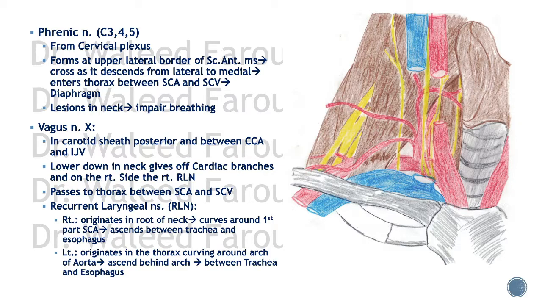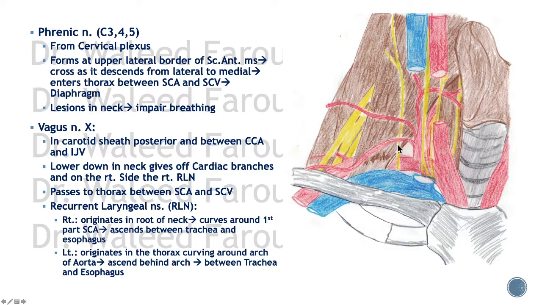The phrenic nerve. Phrenic nerve is a somatic nerve. It's not a cranial nerve. It's a spinal nerve coming from the cervical plexus, root value C3, 4, 5. It descends down. Actually, I told you, the nerves arise from the posterior aspect of the scalene medius, most of them. It was lateral to the scalene anterior and then descended down.